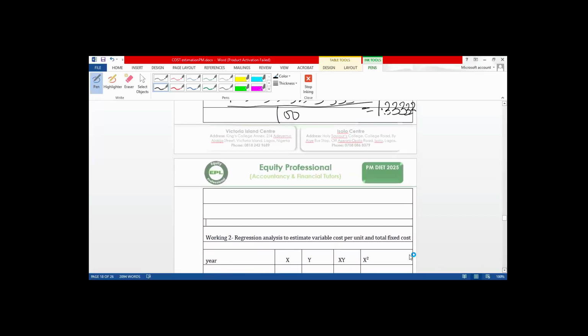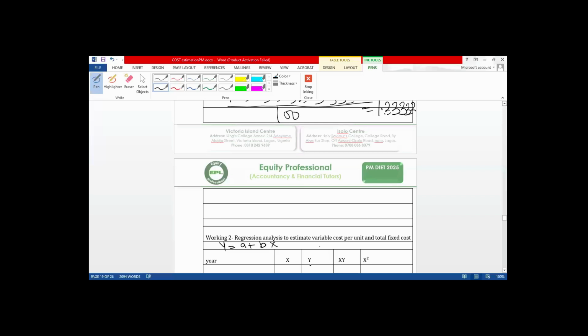Look at the next working too. Regression analysis to estimate variable cost per unit and total fixed cost. From the equation, look at the cost equation. From the equation, y is equal to a plus bx.